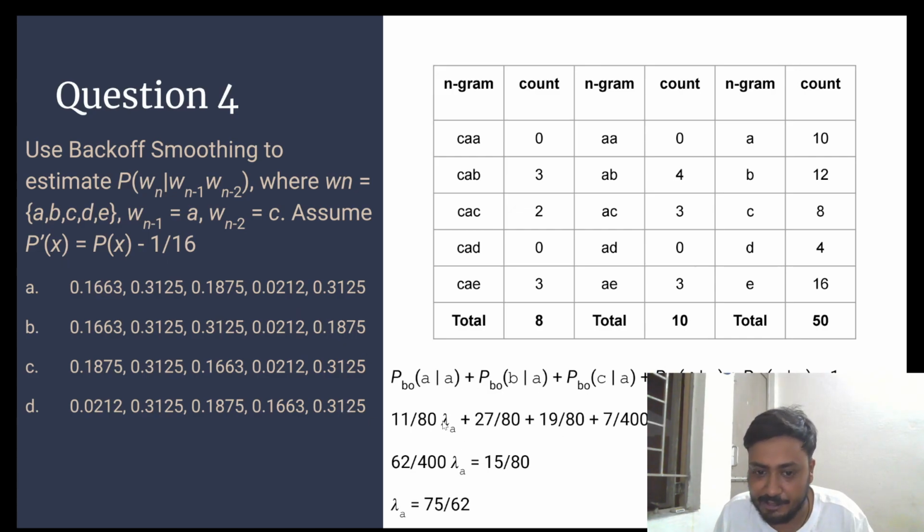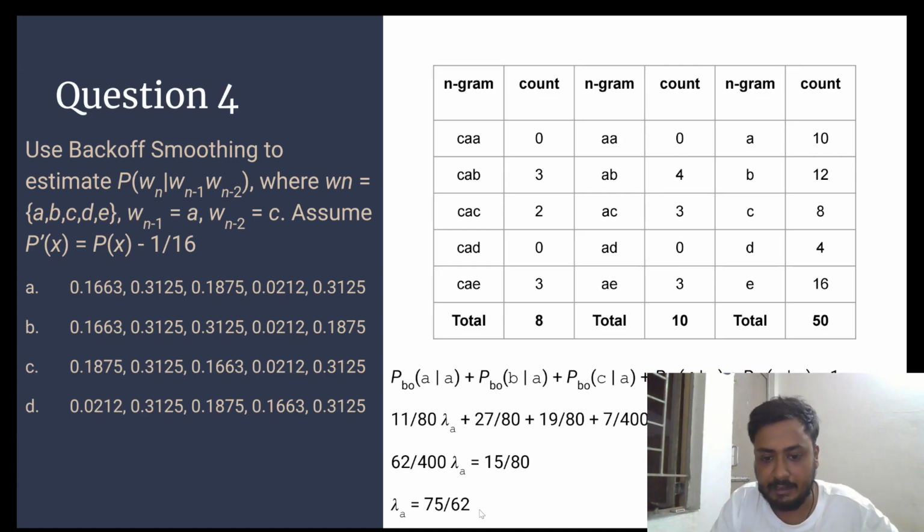Alright. So because you can do that, we first do the bigram part. So we use these values, and these are the values directly used from what I've calculated over here. I have written it out like this so that you can compare with the previous ones. So there are two terms with lambda A, which are A given A and D given A, because those are 0. So that is why they contain the lambda A term. The rest are constants. This is simple mathematics, and you get lambda A as 75 by 62.